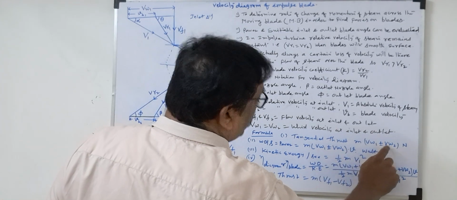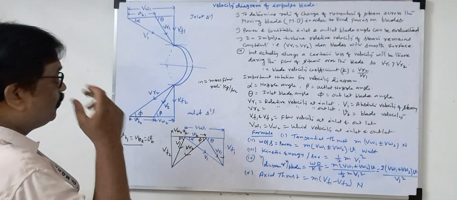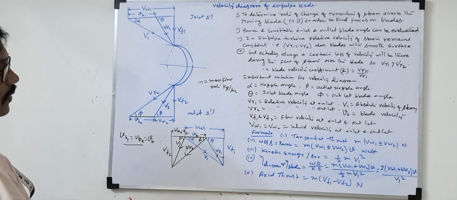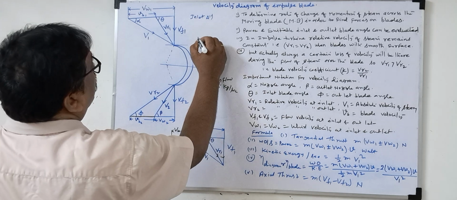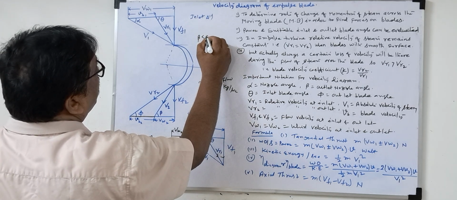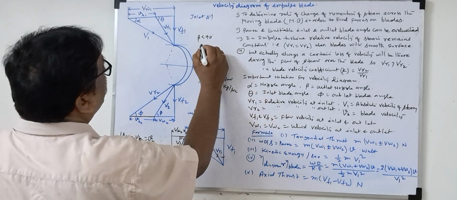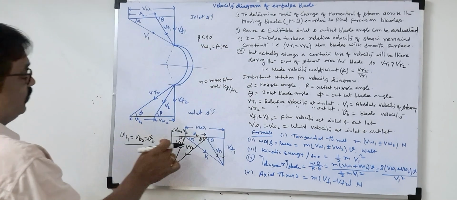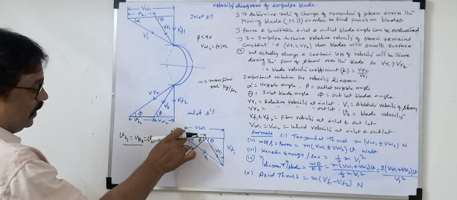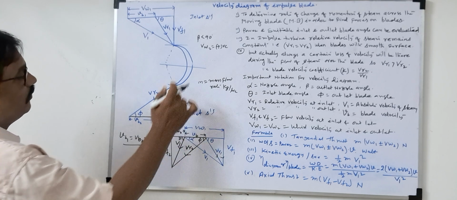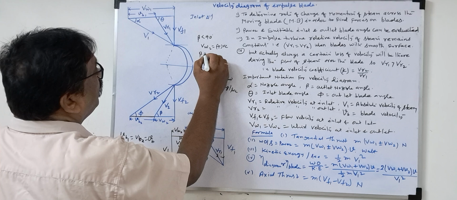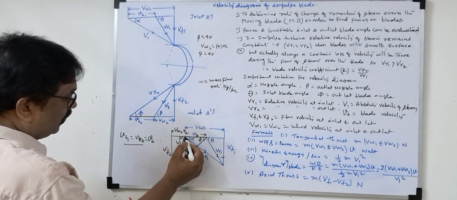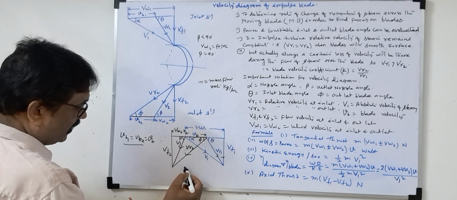Why are we taking the plus minus? Once we solve the questions you will see why we take this plus minus, let's see here. If beta is less than 90 degrees, then VW2 will be positive. See here, beta is less than 90 degrees, so VW2 will be positive. If beta is 90 degrees, V2 will come as the vertical line.